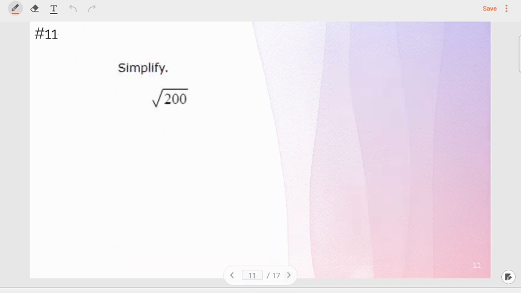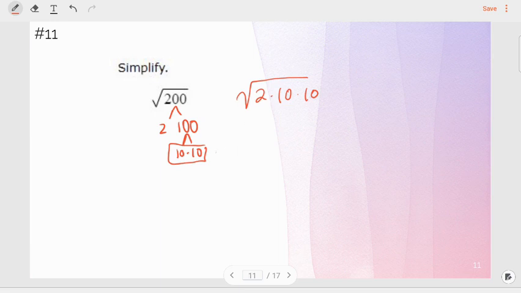Now, what do I do when the number is super large? I'm just going to simplify it as best I can. So 200 splits into 2 and 100. 100 splits into 10 and 10. Now, you could continue to simplify this, but notice that 100, if it splits into 10 and 10, that's my perfect square, 10 times 10. So I'm going to rewrite this the shorthand way, and I'm not going to split that any further. So my perfect pair is 10 times 10. I'm going to pull out a 10 and leave a remainder of 2. So 10 square roots of 2.